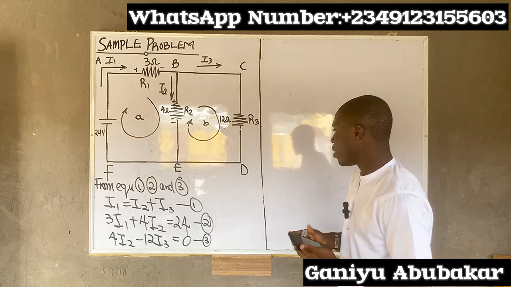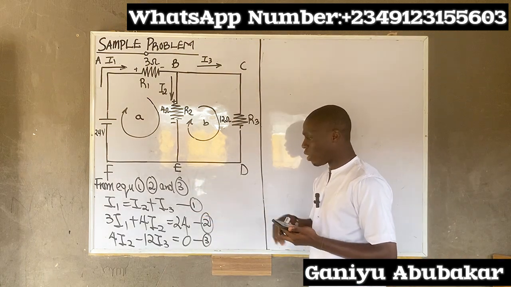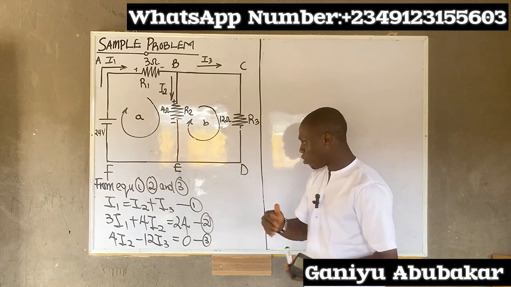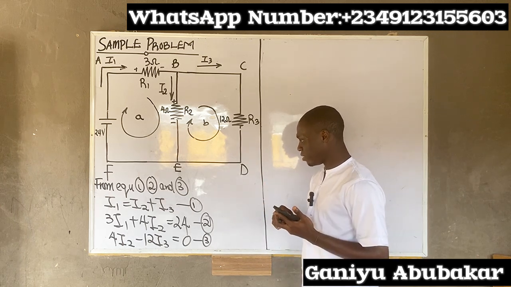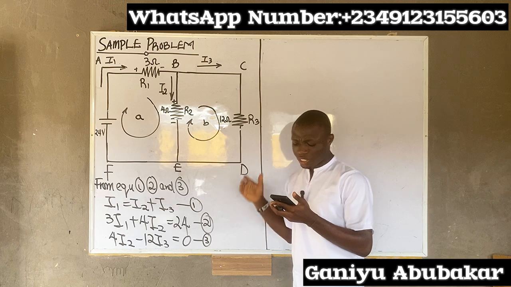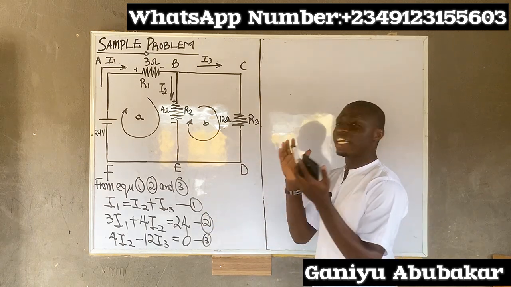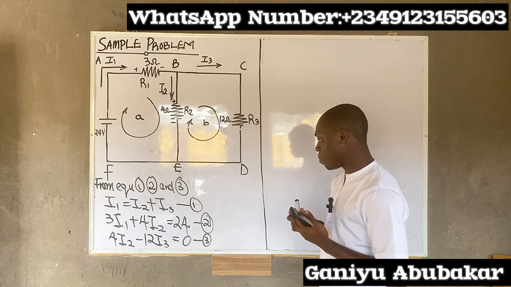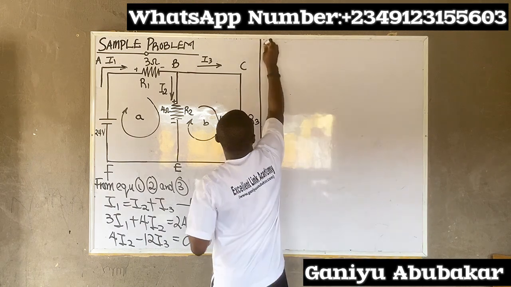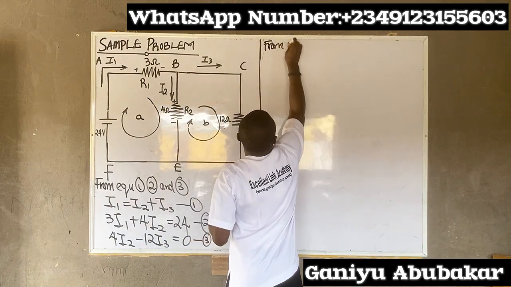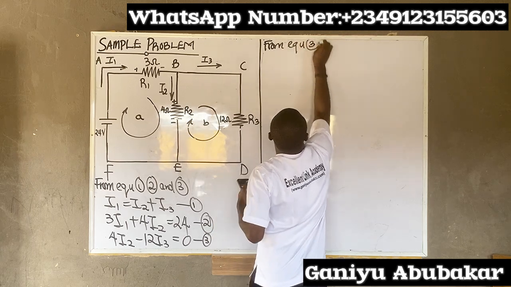Alright, these are my equation 1, 2, and 3. Let's get I1, I2, I3. What do I start with here? What's my first task? Obviously, it's easier for me to start from equation 3. So from equation 3, what do I have there?